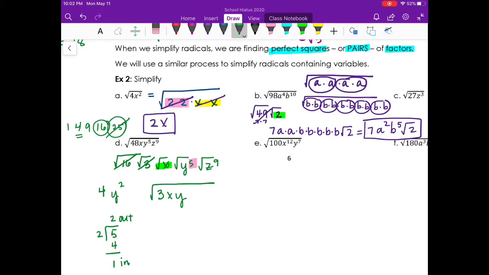We'll do the same thing with the z's. So we're dividing by 2, either in your head or on your paper. 2 goes into 9 4 times. 2 times 4 is 8, and the remainder is 1. So there'll be 4 on the outside and 1 on the inside. So z to the 4th on the outside and z to the 1st on the inside.